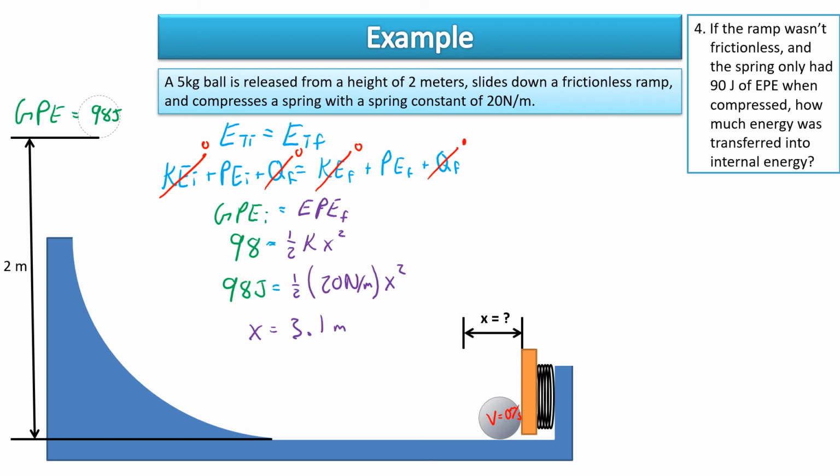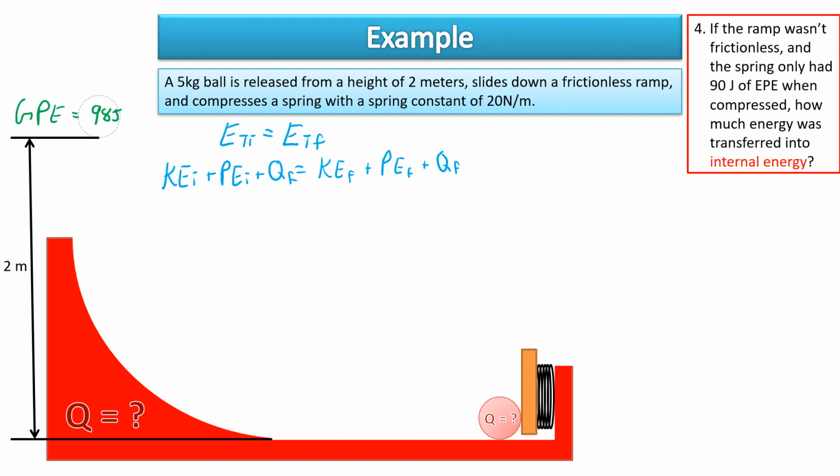Okay. Oh, how about this one? If the ramp wasn't frictionless and the spring only had 90 joules of elastic potential energy when compressed, how much energy was transferred into internal energy or heat? All right, what is the heat there? So we need to figure out some stuff. All right, so what would you do in this situation? I'm going to erase what I just wrote so we could basically do the same thing, but it's different now.